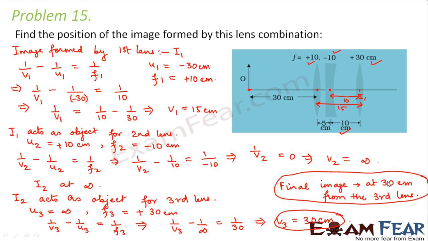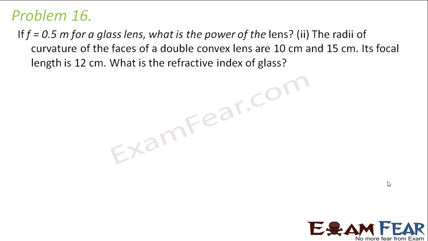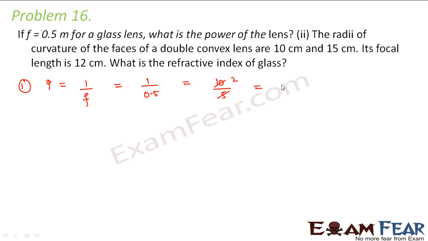So let us look at the last problem of this section. It says that if f is equal to 0.5 meter for a glass lens, what is the power of the lens? As discussed, we saw that power of a lens is defined by 1 by focal length. In this case, focal length is given as 0.5 meters. So it is 10 by 5, which is 2. So the power of the lens is 2 diopters.